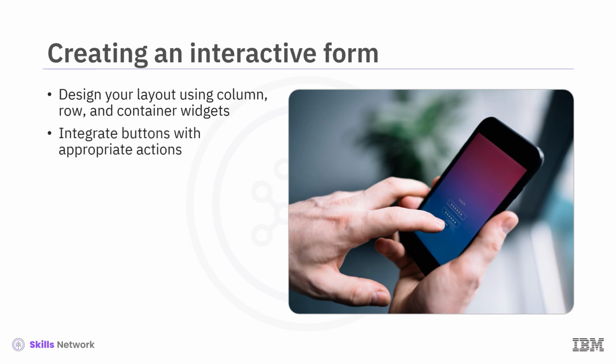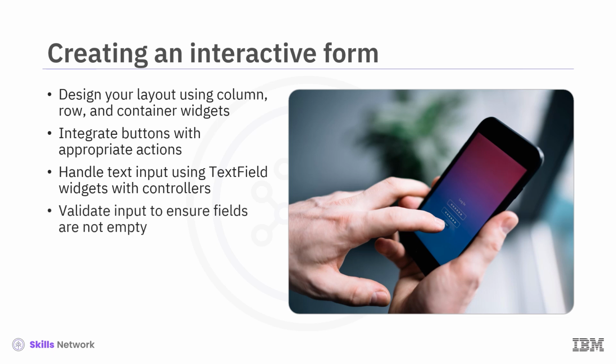Second, you integrate the buttons with appropriate actions. For the login form, you add two text field widgets with controllers. Third, you use text field widgets with controllers to handle text input. For a login button, you would add an on-pressed callback that validates the form. The fourth step is validating input by implementing validators within a form widget. These validate that the app's users have not left any fields empty.